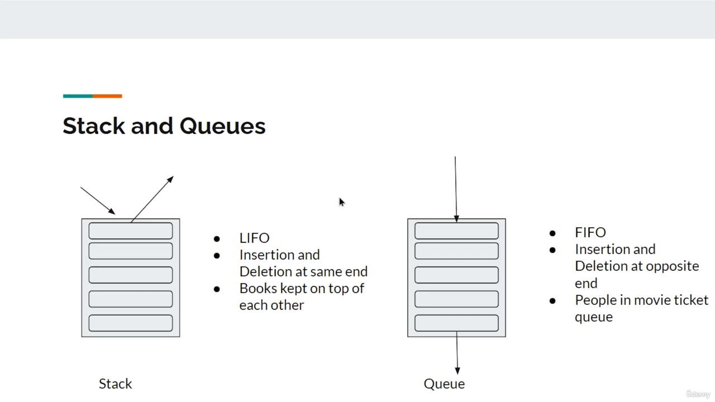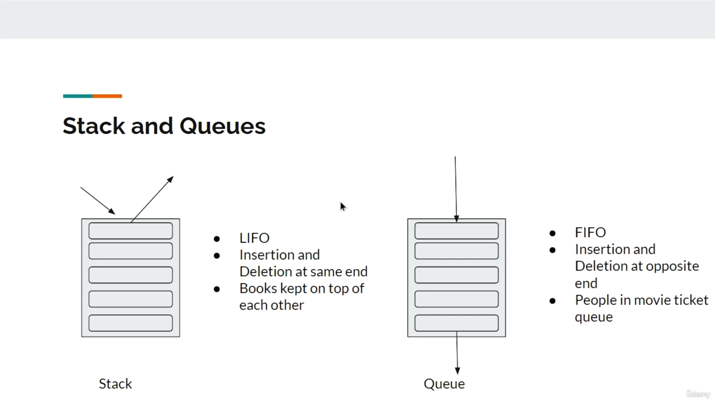For example, we can represent a stack using a bunch of books kept on each other. We can access only the topmost book, and we can keep a book on the very top, which means insertion is happening at the very top and deletion is also happening at the very top. So this is how we can understand the stack.